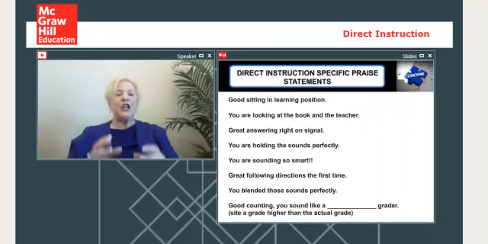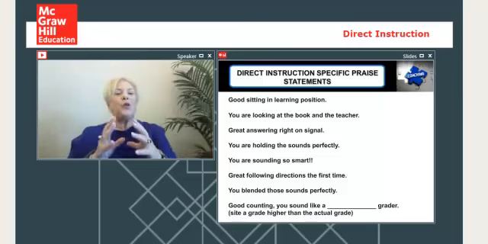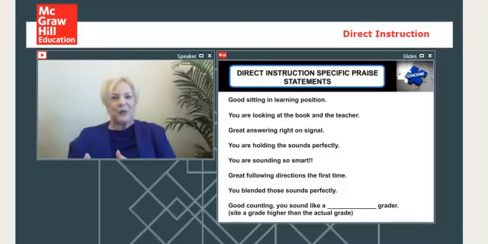It means that you are addressing the praise to absolutely coincide with the rules of the lesson. Well, what are the rules of the lessons? In Connecting Math, the rules are different than Reading Mastery, but let's take Corrective Reading rules. First rule, and the word is STAR. So S, sit in learning position.